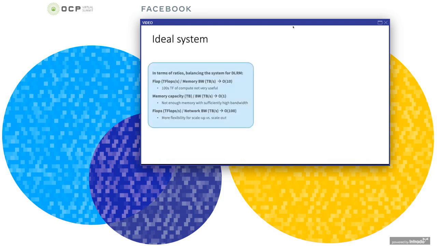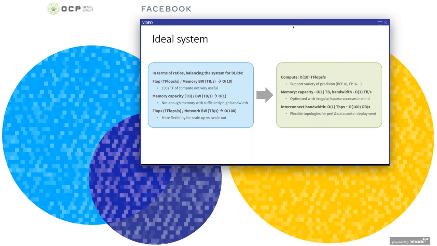So if we look at how we want to approach building a system or a platform for such an application, it's best to consider things in terms of ratios and balancing the system out. Here I'm going to use DLRM as representing a class of applications, and it's good to look at memory. Having a lot of compute, hundreds of teraflops, without the backing memory would cause bottlenecks. Similarly, having memory capacity without the bandwidth is going to make things unusable.